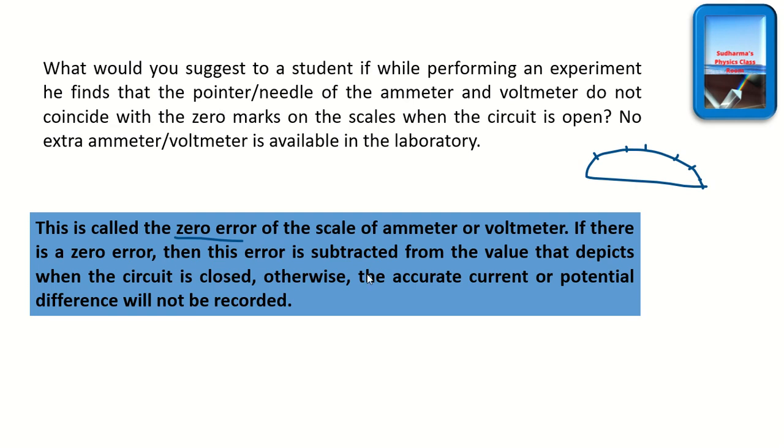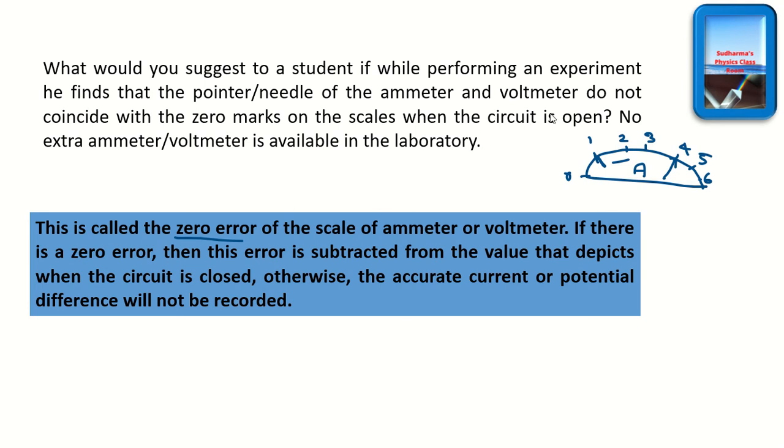If there is a zero error, then this error is subtracted from the value shown when the circuit is closed. So for example, say this is the ammeter, 0, 1, 2, 3, 4, 5, and 6. If the needle initially, before starting the experiment, was at 1, and now after the circuit is closed, my needle goes to 4, we cannot read the value as 4. We have to subtract: 4 ampere minus 1 ampere. If it started from 0, we could directly read the reading as 4 amperes. But our ammeter or voltmeter in the question is not coinciding with the 0 mark. So we will have to subtract. So 4 minus 1, it is going to be 3 ampere in this diagram. We don't have to draw a diagram; I'm just explaining for your understanding.